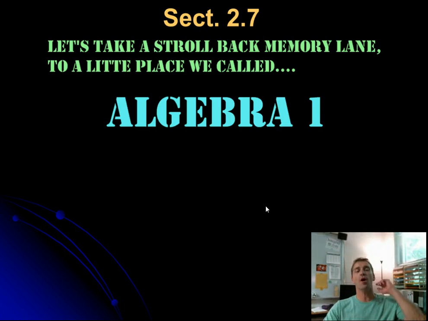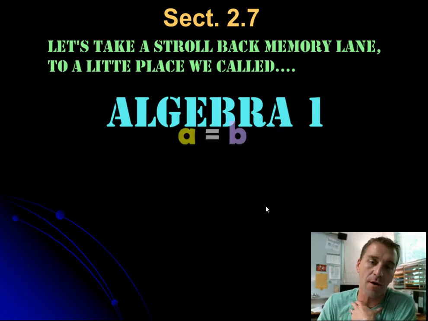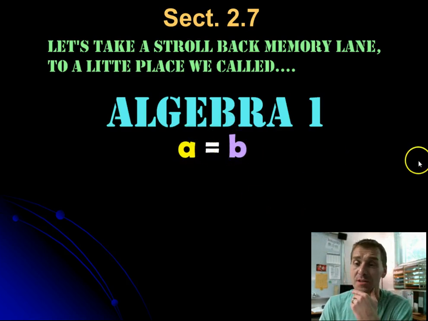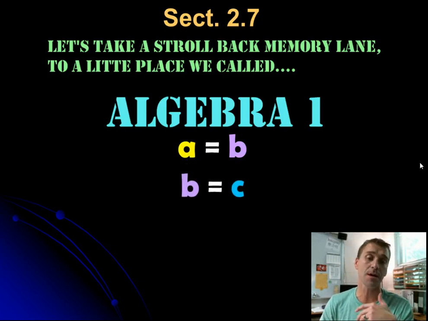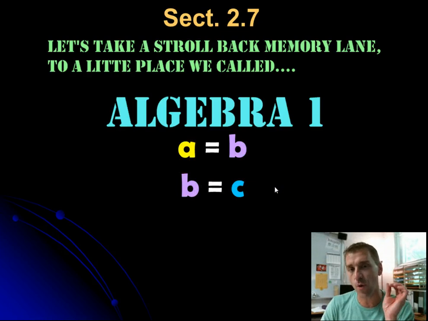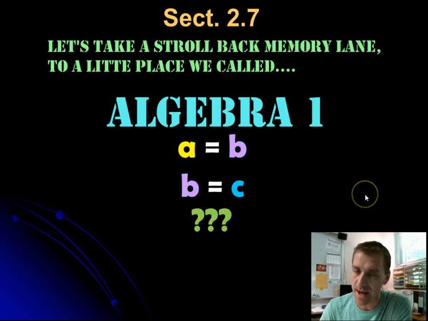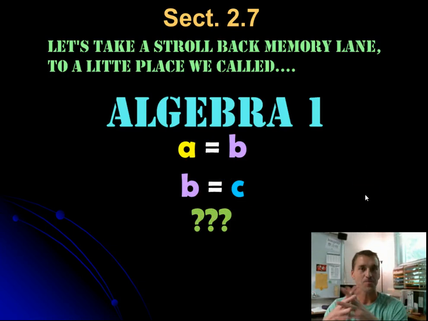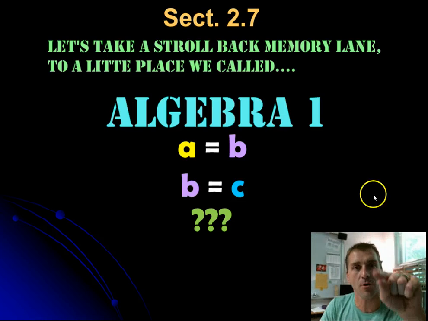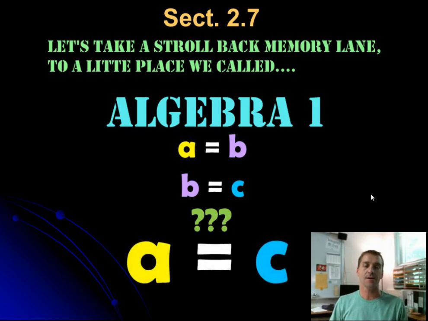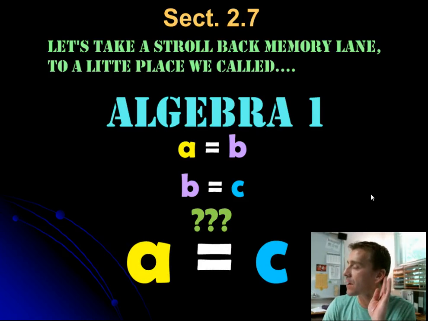In Algebra 1, you were presented with this particular property where you had something where A implies B, something like that. They could be numbers, it doesn't matter. And then you had something like B, I'm saying imply, but I meant equal. A equals B, and B equals C. The question is, if these two things were true, what else could we conclude? And yes, you use something very important in Algebra 1 to conclude the following. Do you got it? That A equals C.